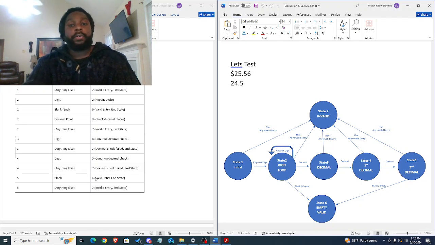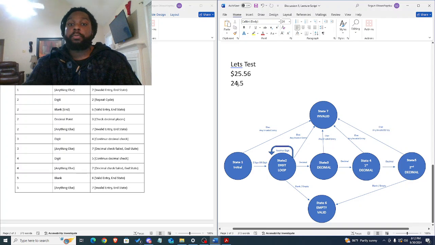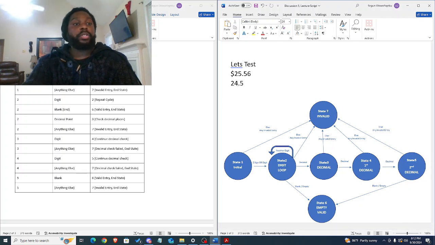Now, in our second example, 24.5, we start with a digit, so we move to state 2. After this digit, we have another digit, 4, so we repeat the cycle back to state 2. On our third input, we have a decimal place, so we jump from state 2 to 3. After our decimal place, our fourth input is a digit, so we move from state 3 to 4.